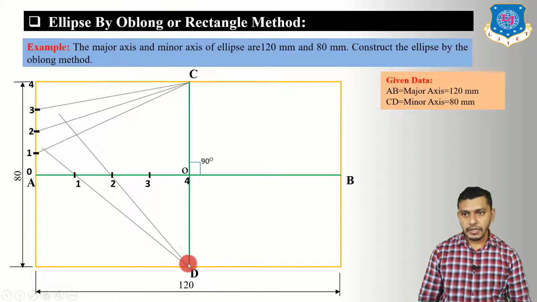Connect D to 3 and extend this line to get the intersection point at the C3 line. Now mark these points. This is P0, P1, P2, P3 and P4. Now apply the same method in this quadrant also.